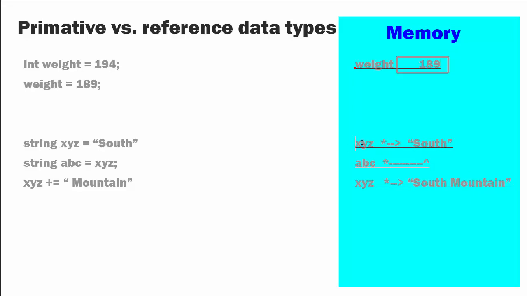What happens is it basically wipes out that location as far as the reference, creates a new reference to a new value of South Mountain that might be someplace totally different in RAM. And that is called a reference data type. A string is a class. A string variable is a reference to a string class instance.